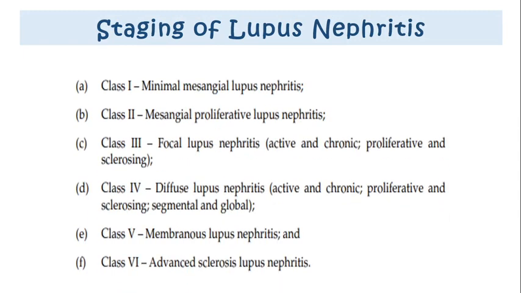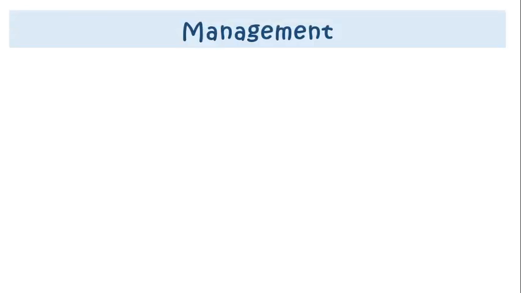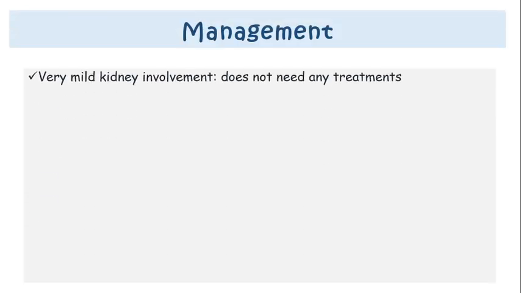Now, SLE can affect the kidneys. So this affection of kidneys in SLE could vary in several stages. So severity of kidney involvement in SLE could vary from minimal mesangial lupus nephritis to advanced sclerosing nephritis. So now we'll see how it is managed.